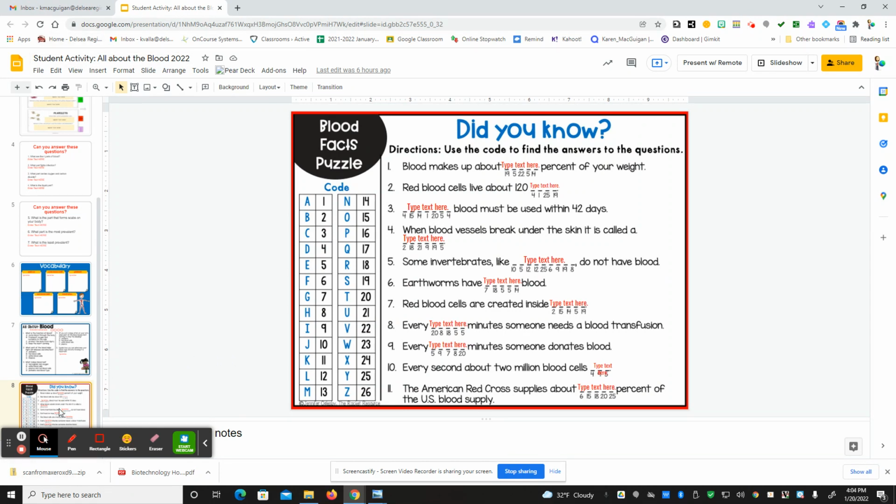This is what you need to complete. Of course, when you got it in the email, it's going to make a copy for your own. Then just make sure you share it back with me so that I know that you completed the assignment.